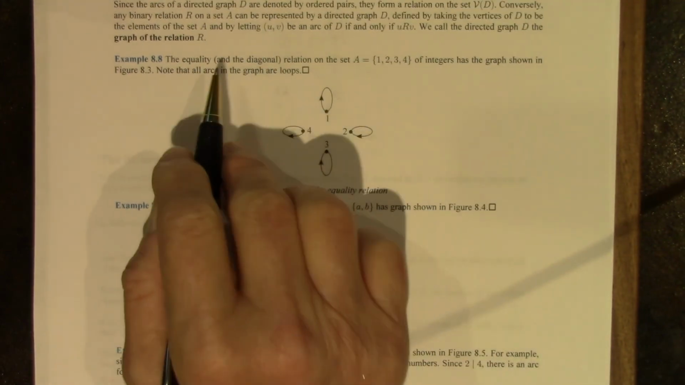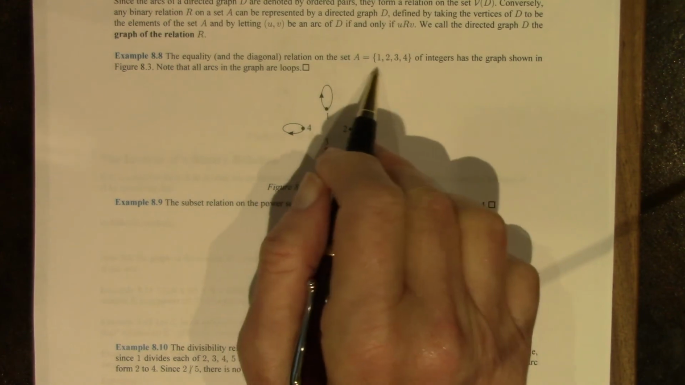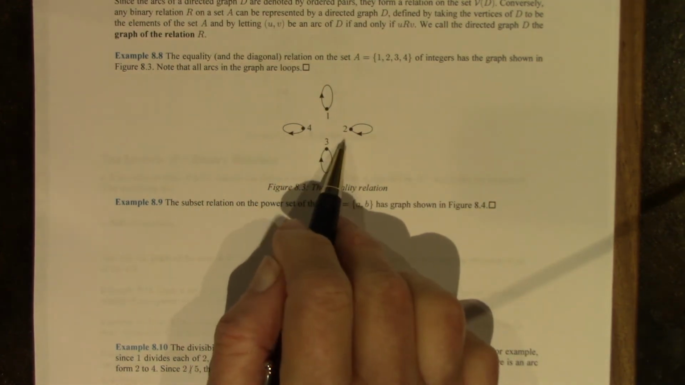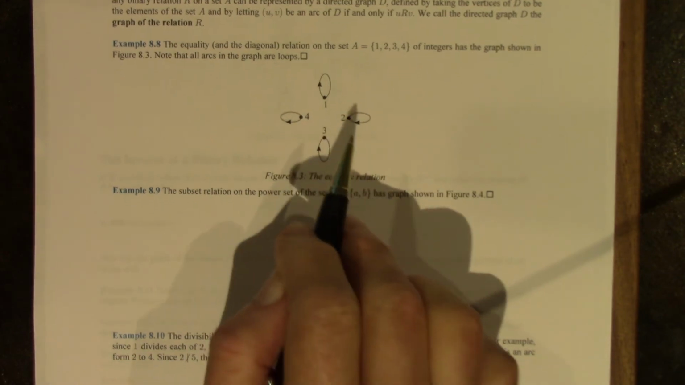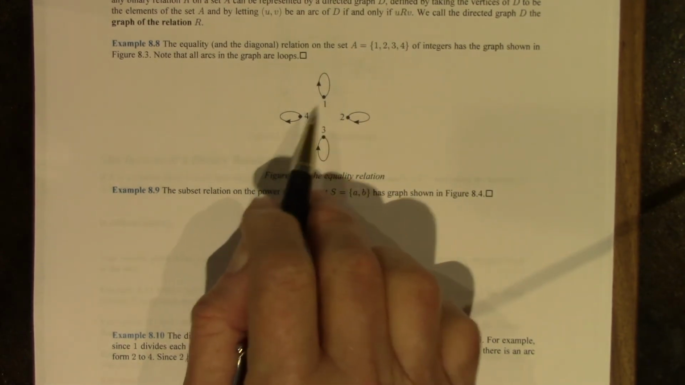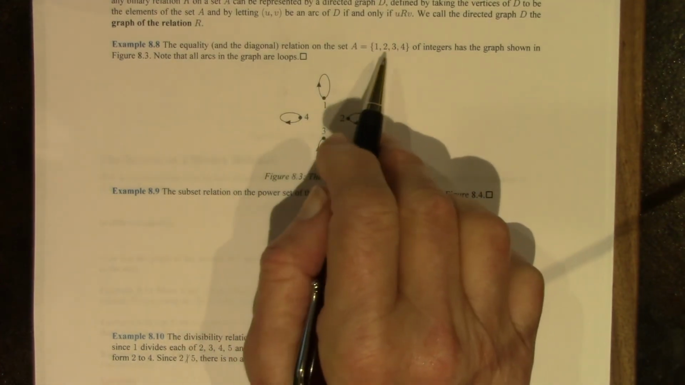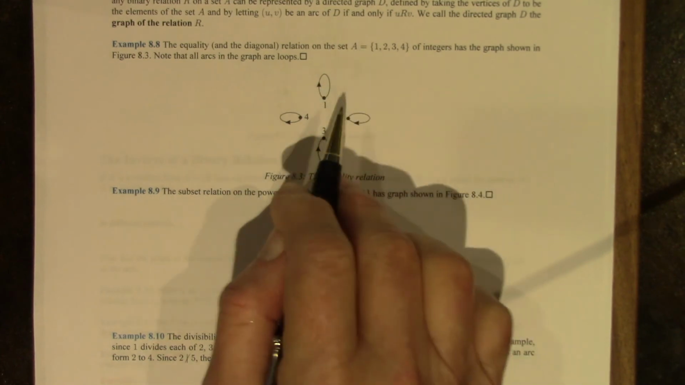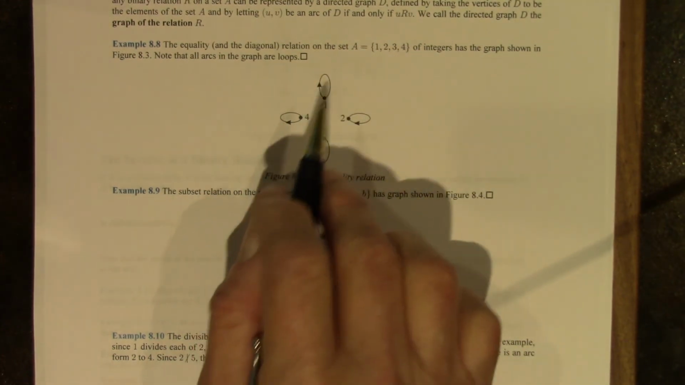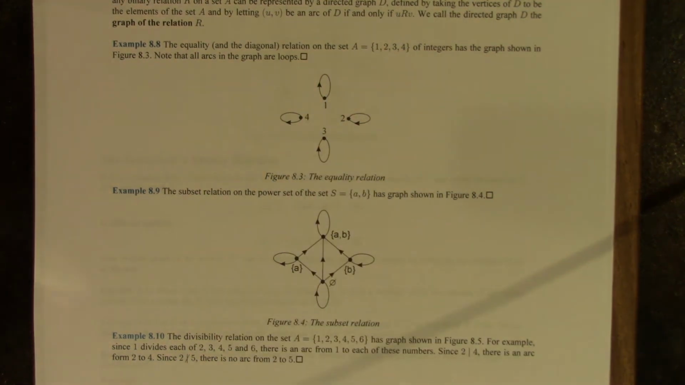Example: equality, the diagonal relation on this set of integers, can be described by this digraph. We have the 4 elements of the set, those are the 4 vertices, and the equality relation is described by the loops. Every element is equal to itself, but not equal to any other members.